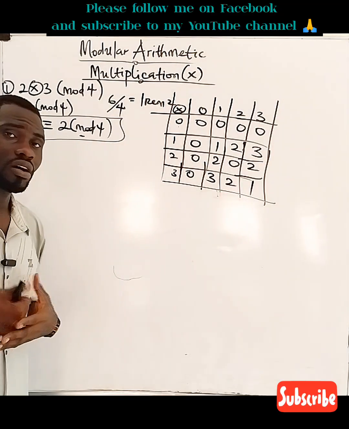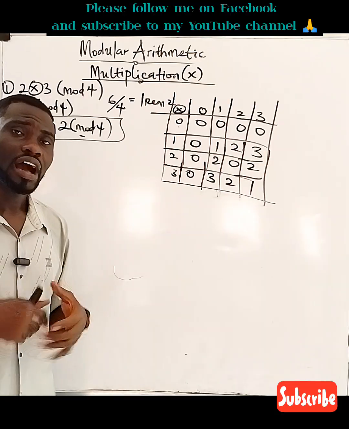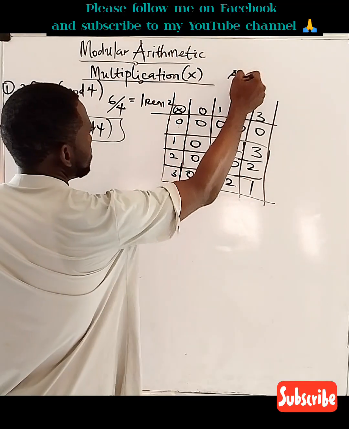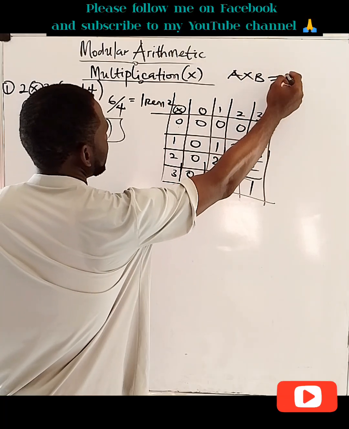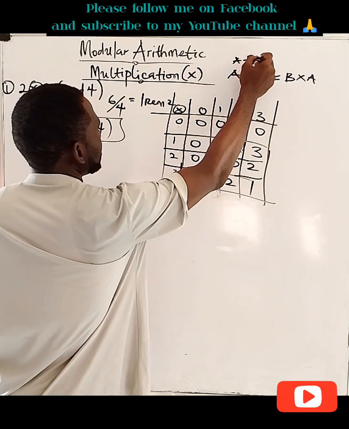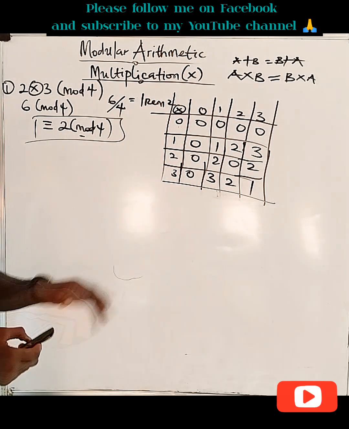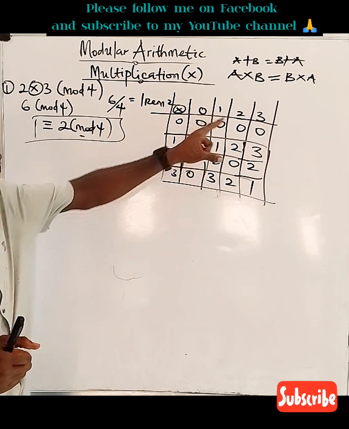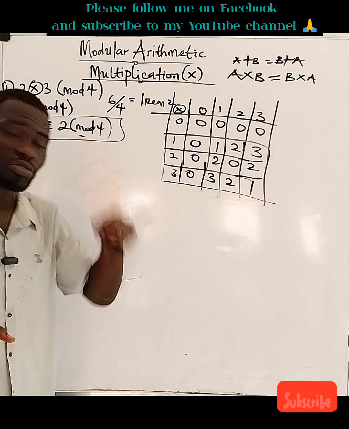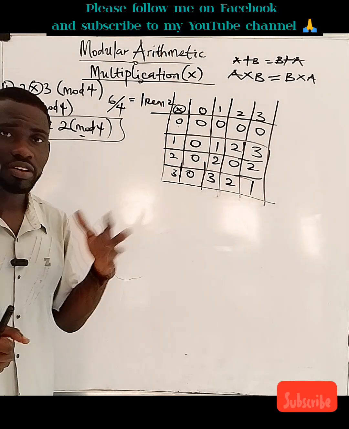Now, there's something I want you to observe. When it comes to addition and multiplication, our operations are commutative. When we say commutative, A times B is the same thing as B times A, more or less like saying A plus B is the same as B plus A. So commutativity holds only for addition and multiplication. We can't say the same for subtraction and division. A minus B is not equal to B minus A, and A divided by B is not equal to B divided by A.